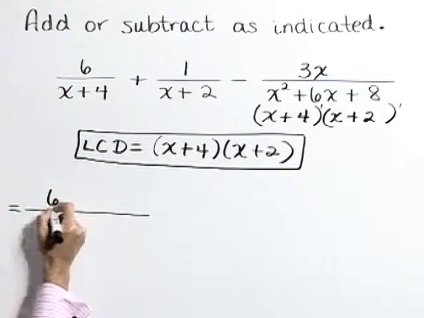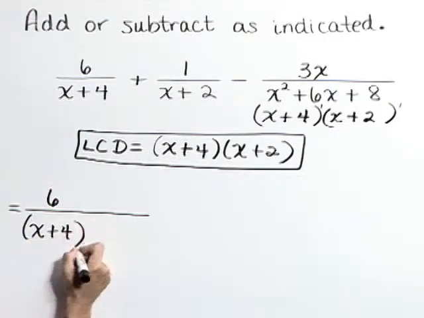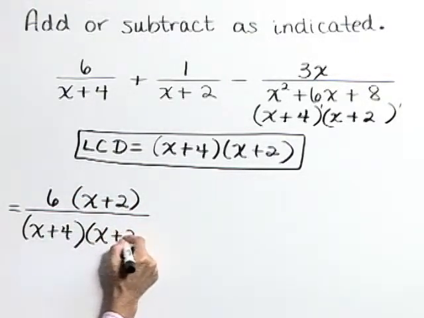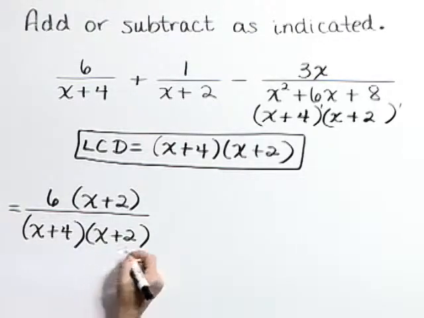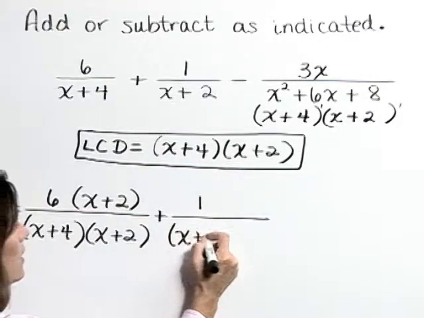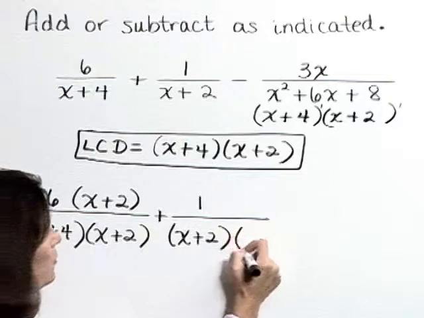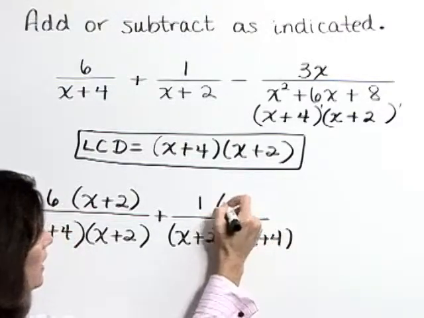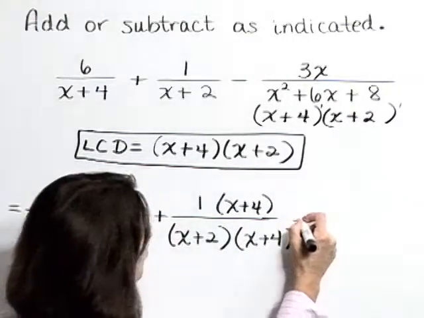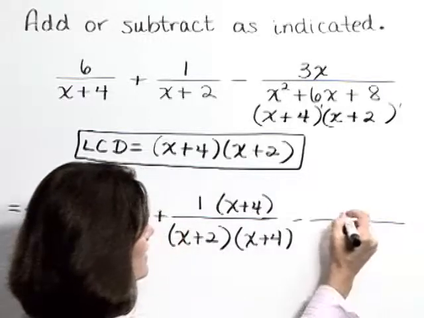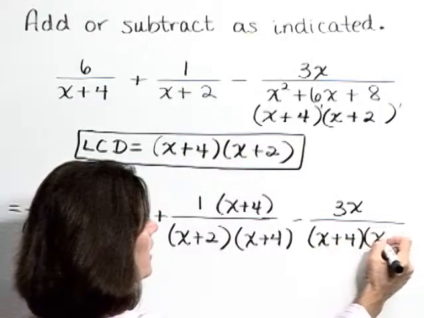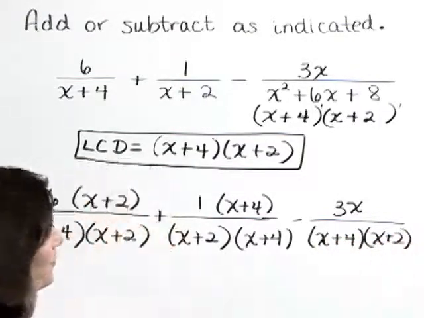Our first rational expression then, 6 over x plus 4, we need to multiply both numerator and denominator by x plus 2 to get that desired lowest common denominator. Our second fraction, which is 1 over x plus 2, is missing the x plus 4 factor. So multiply numerator and denominator here by x plus 4. Now that last fraction has the desired denominator, so just write it. It is 3x over x plus 4 times x plus 2.